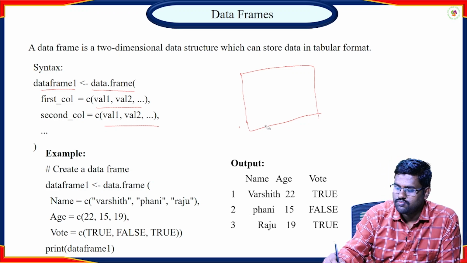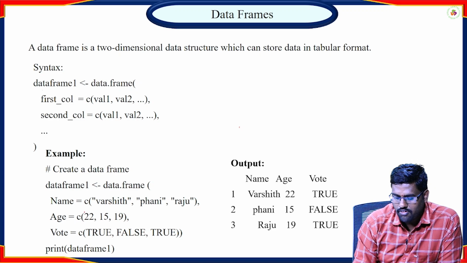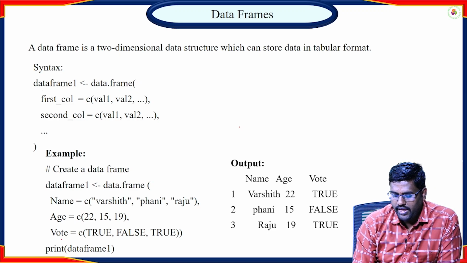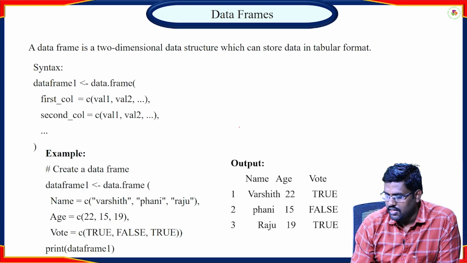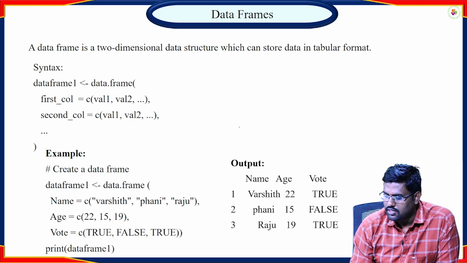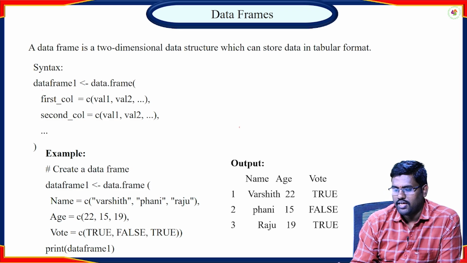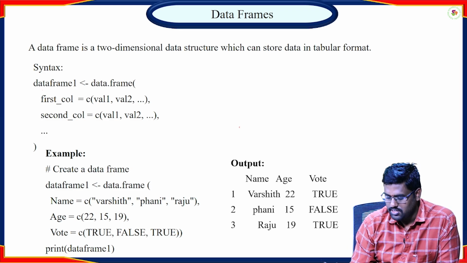Now see this example. So data.frame of the names, ages, vote will be displayed like this. So data frame 1 means like this, the first name, age, vote will be displayed, and the second time it is executed, the next value Fanny will be displayed, and the third time the third value Roger will be displayed. So like this the data frame values will be displayed.